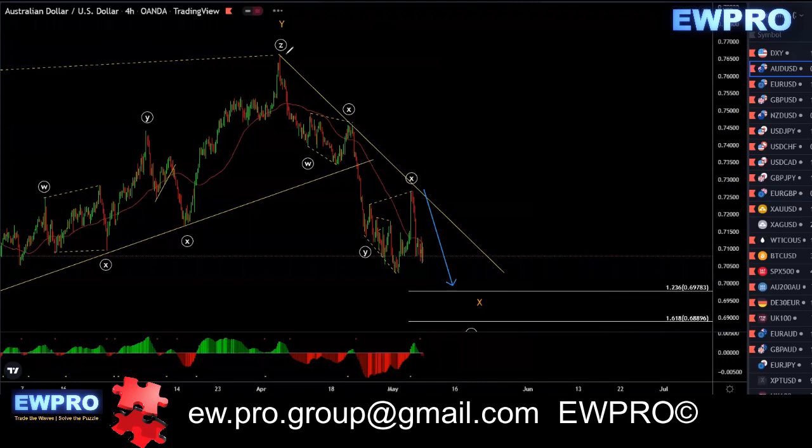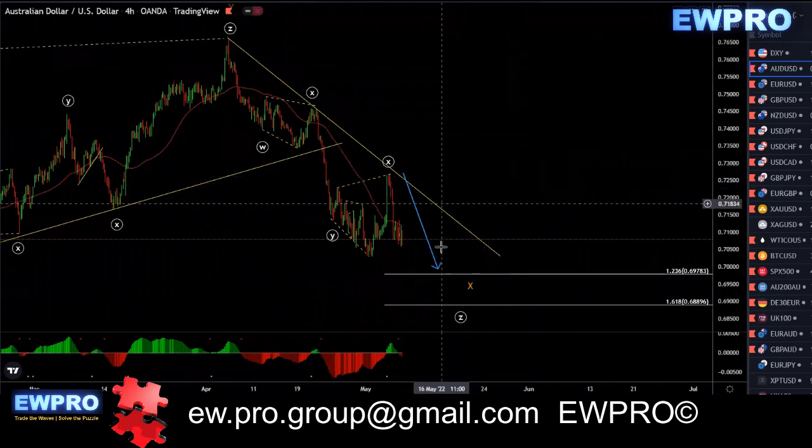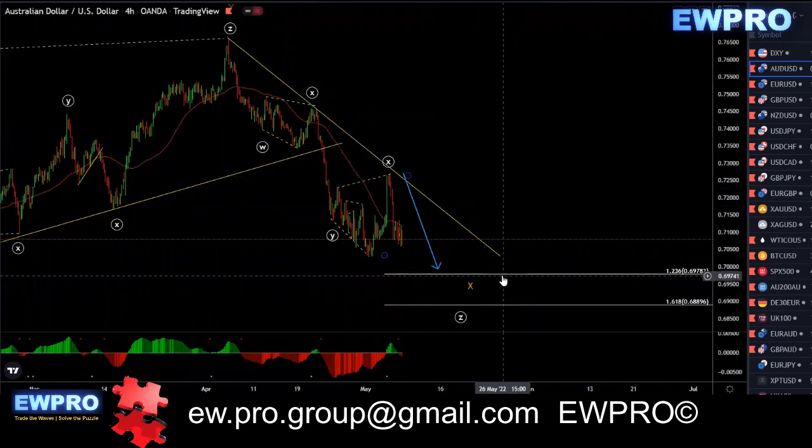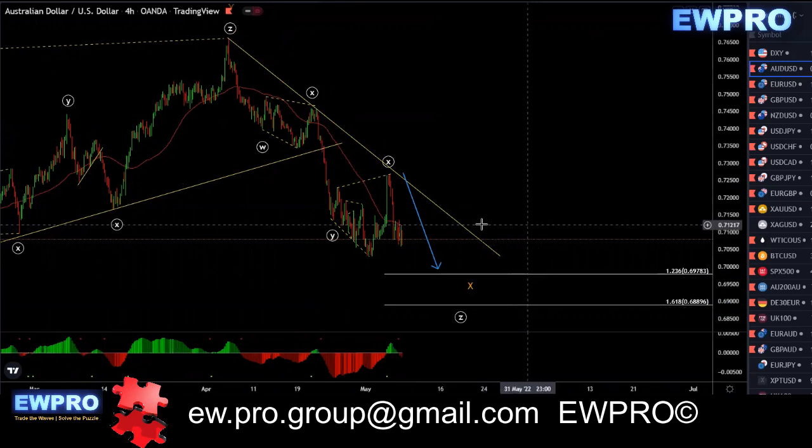On the H4, we're looking for that Z down. Nothing's changed since last week. We're looking at WXY X2 and a Z down. We got an expanding flat in here on the news. I was just looking for a running flat and then go, but it turned out to be expanding, which doesn't make much difference. It's a correction. So we're looking for that first target 123.6 and the second target 161.8.